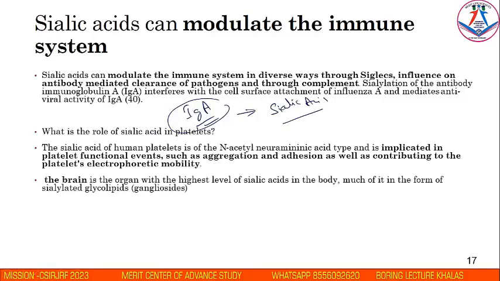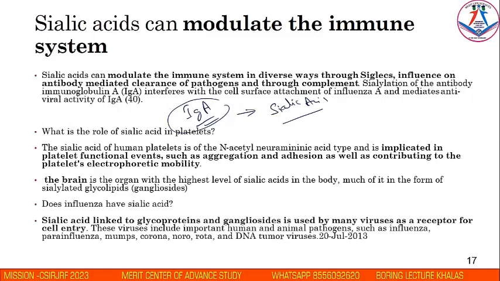Brain is the organ which we have already discussed. It has the highest level of sialic acid in the body, much of it in the form of gangliosides. Does sialic acid have an influence? Yes, sialic acid linked to glycoprotein and ganglioside is used by many viruses as a receptor for cell entry. This is the report of the article of 20 July 2013. These viruses include important human and animal pathogens such as influenza, parainfluenza, even COVID, mumps, corona, noro, rota, and DNA tumor viruses. Got the point? So the latest research is mostly based on understanding sialic acid interaction.